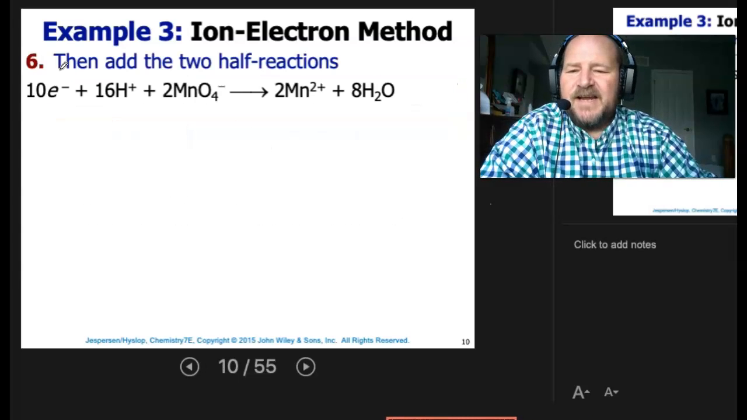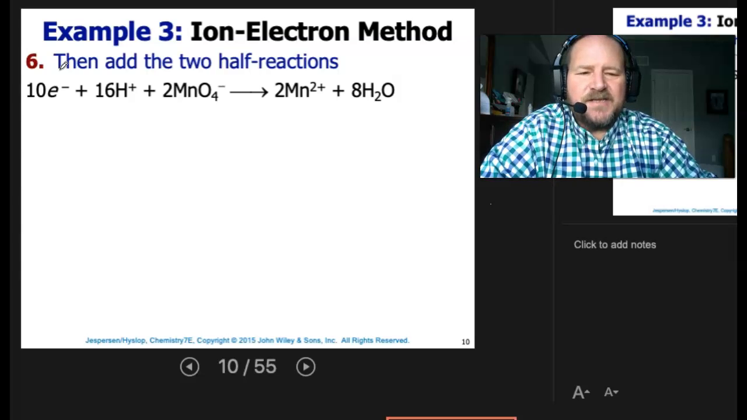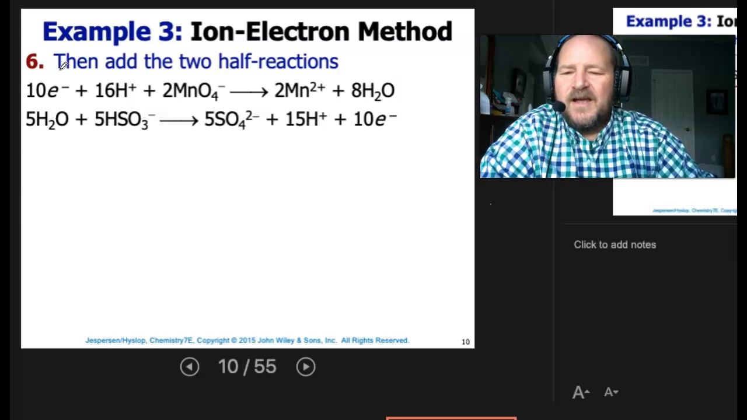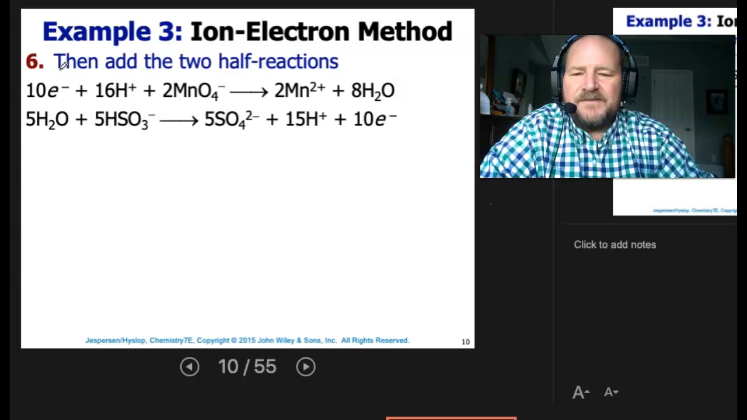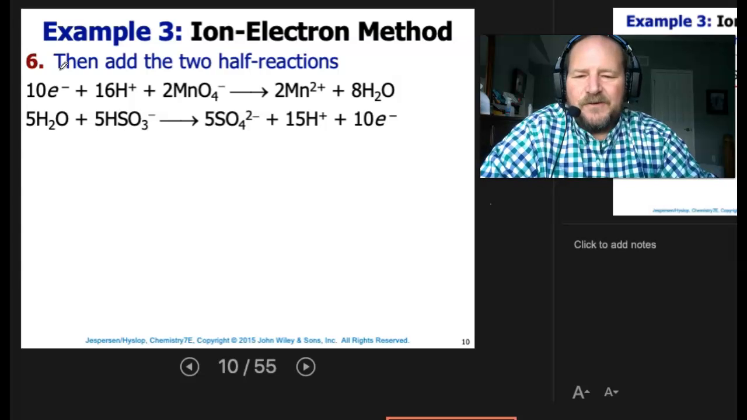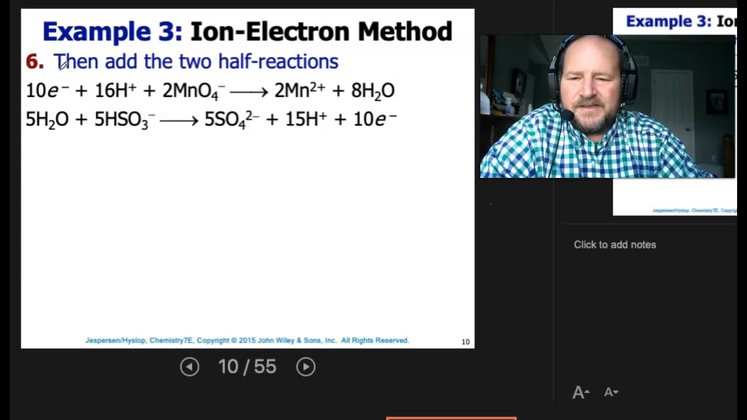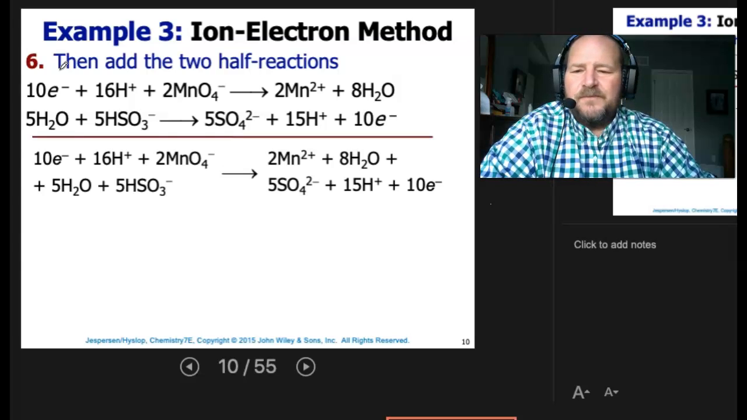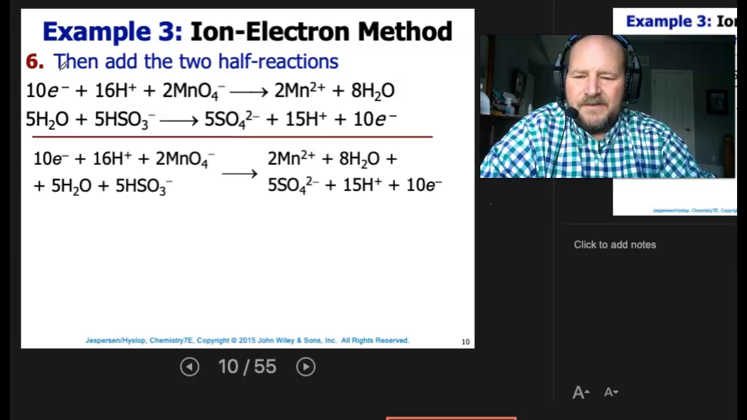So we have 10 electrons plus 16H plus, 2 MnO4, and then we also have 5 waters and 5 HSO3s. And on the product sides, we're going to have 2 Mn 2 pluses, 8 waters, 5 sulfates, 15 H pluses, and 10 electrons. So, summing everything up, there it is. We'll make the 10 electrons go away from each side.